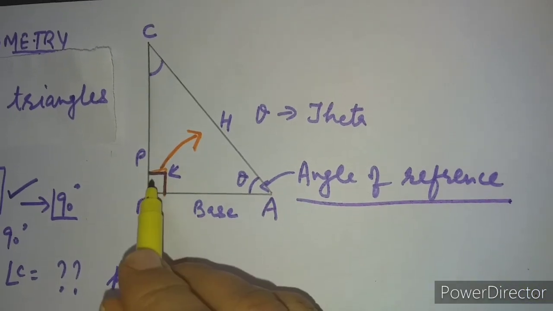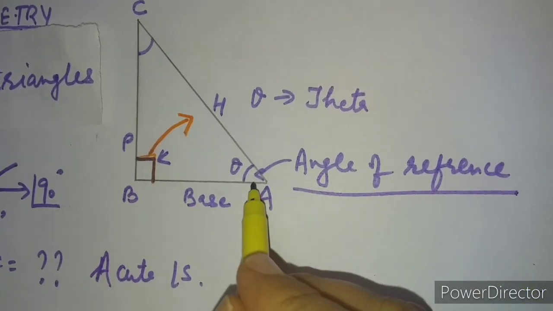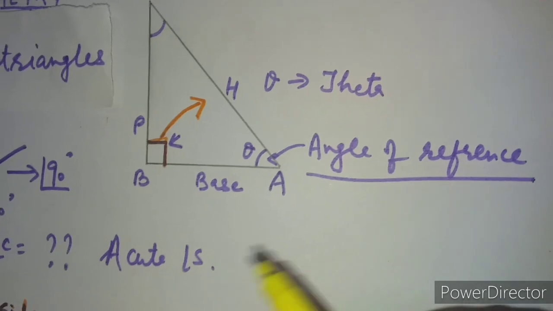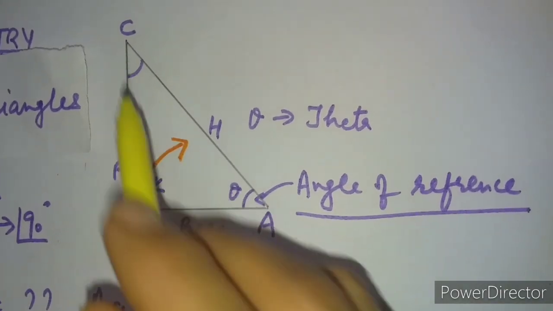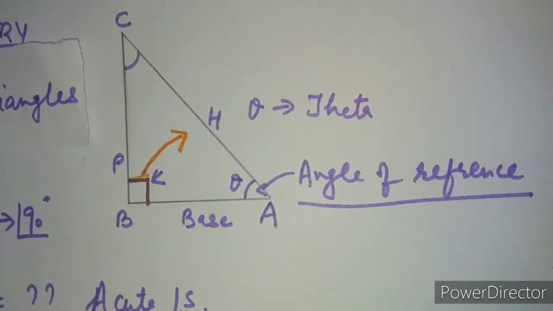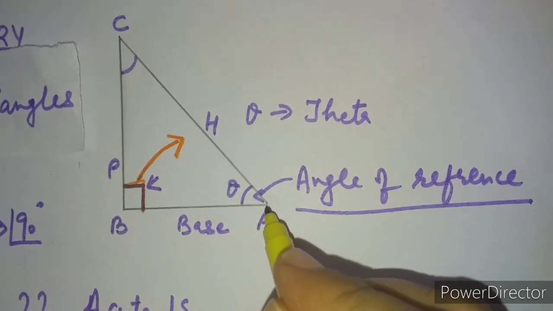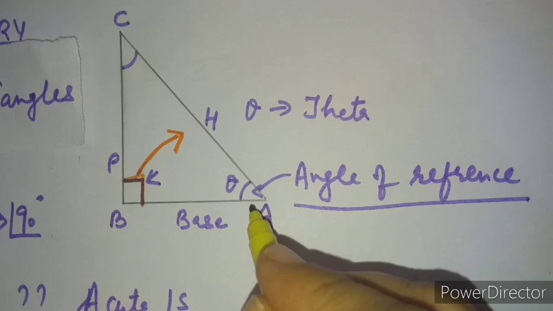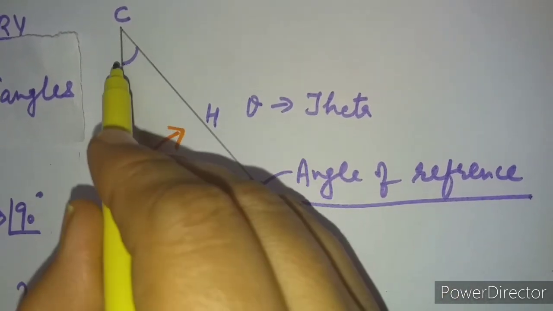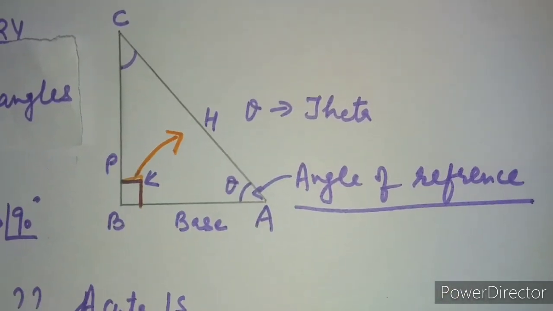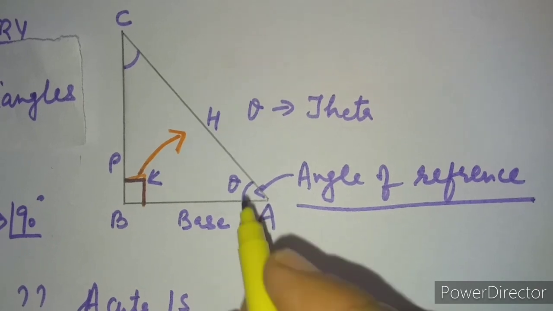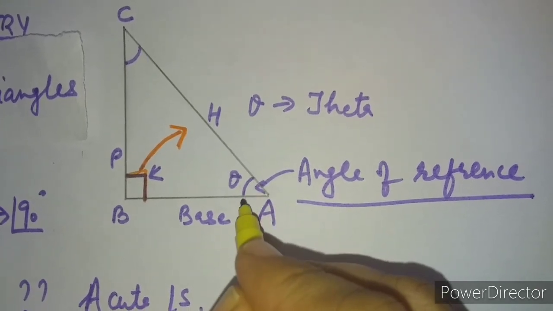I told you, apart from the 90 degree angle, we will have two more angles, angle A and angle C, which will be acute angles. Out of these two, at one moment of time, we will deal with one. Let us say that I am dealing with angle A here, which is theta. In some other cases, we may deal with angle C also, depending upon the question. But for the moment, we are dealing with angle A, which I have written theta.